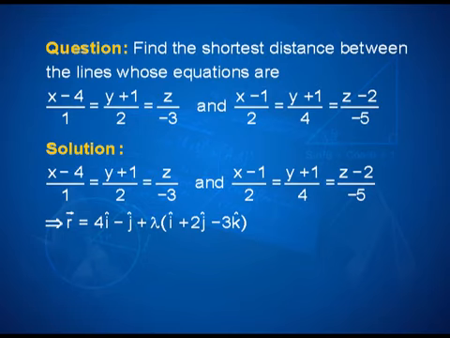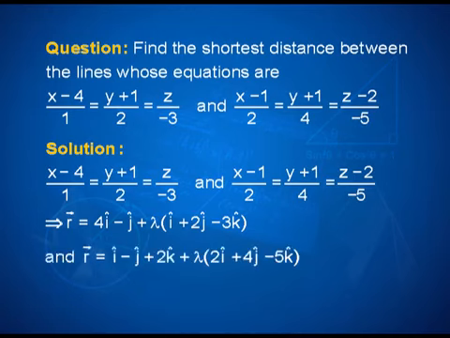Direction ratios of the first line are 1, 2 and negative 3. So, it will become i cap plus 2 j cap minus 3 k cap, and therefore, the same way the second equation translates as r vector is equal to i cap minus j cap plus 2 k cap plus lambda times 2 i cap plus 4 j cap minus 5 k cap. And now, we are ready to find what is A1, B1, A2, B2 all as required.